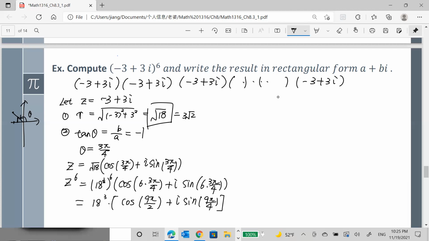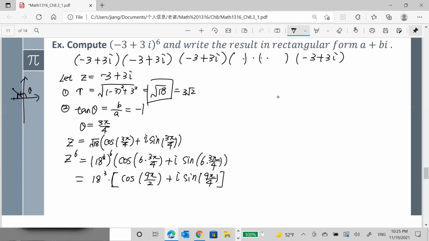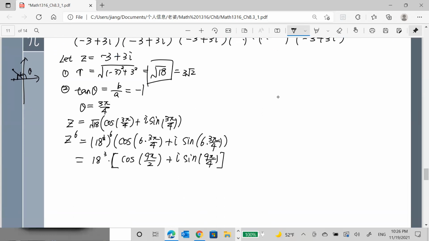Do you still remember I mentioned that theta must be in 0 to 2 pi or 0 to 360 degrees? So this one is too big. It's more than 2 pi. Let me write it down. 9 pi over 2 equals 8 pi over 2 plus pi over 2, and 8 pi over 2 is 4 pi. That means I can subtract 4 pi, because the period for cosine and sine is 2 pi. So minus 2 times 2 pi, minus 4 pi. The point is still at the same point as 9 pi over 2.